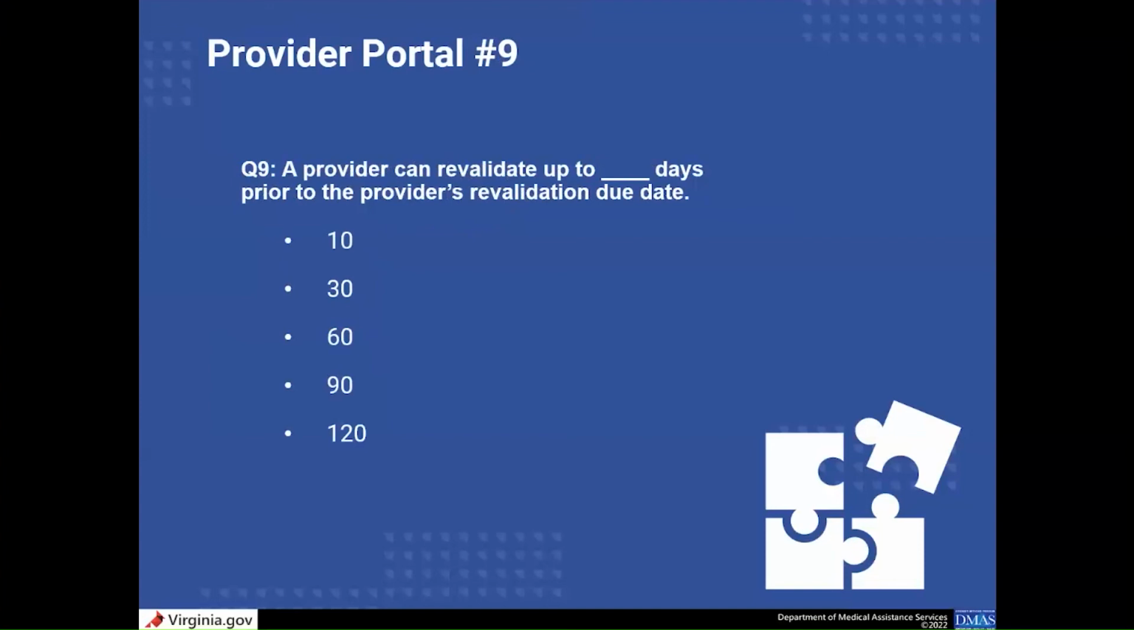A provider can revalidate up to how many days prior to the provider's revalidation due date? Is it 10, 30, 60, 90, or 120? The correct answer is 90. So notifications are sent at 30, 60, and 90 days.